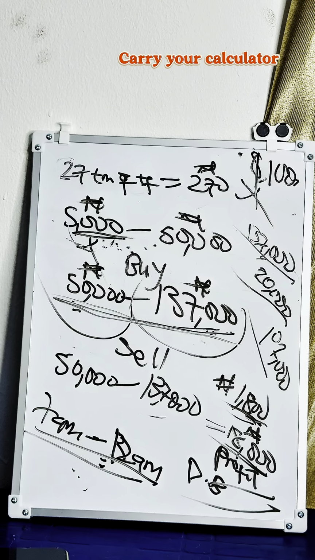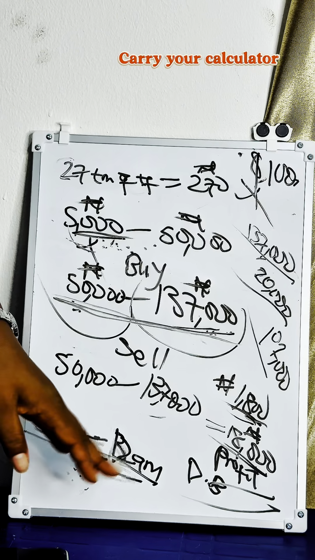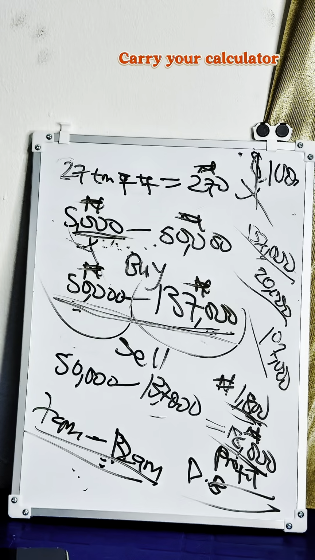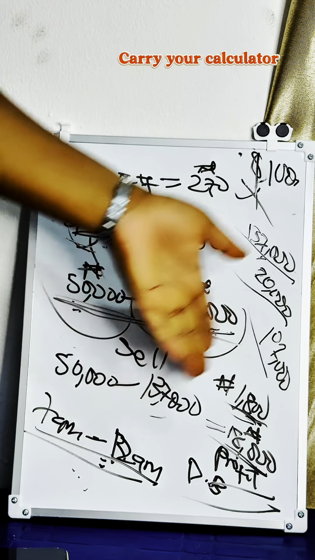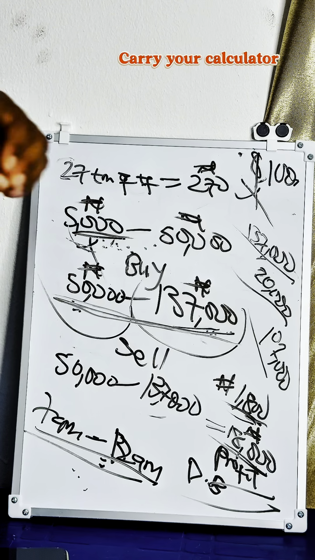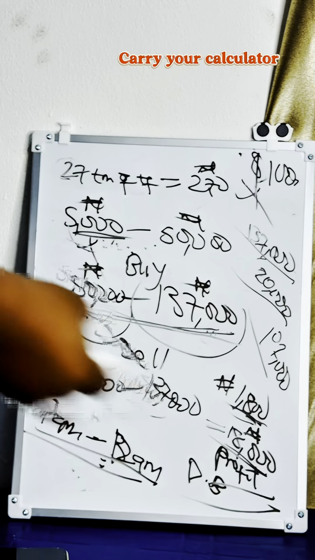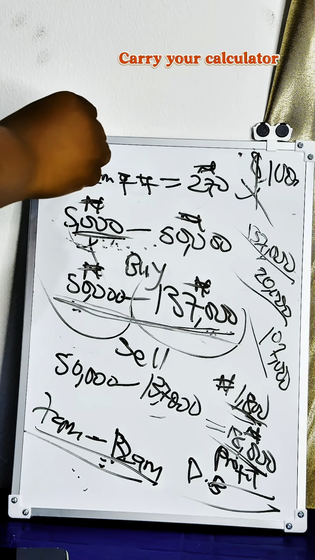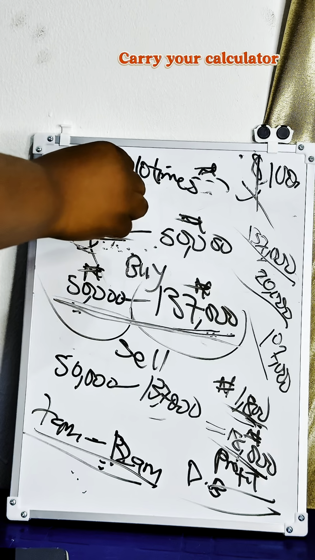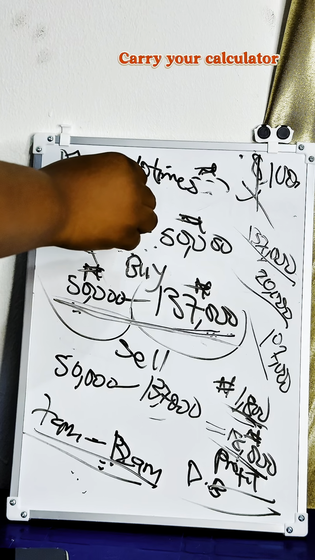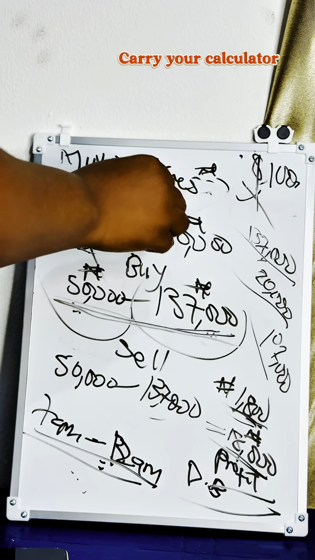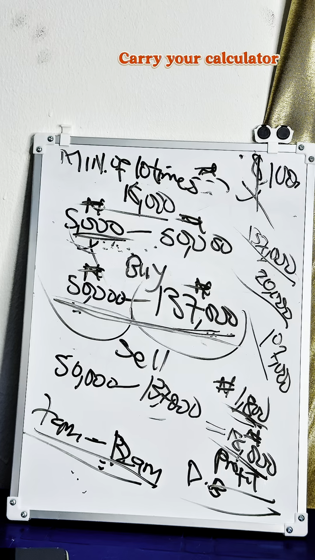But if you are a soft guy or soft girl, you don't want to be doing 7 a.m. to 12, you can be doing your 7 a.m. to 6 p.m., 7 a.m. to 1 p.m., 7 a.m. to 4 p.m. But whatever you do, just make sure you transact a minimum of 10 times and you'll be getting 18,000 naira daily.